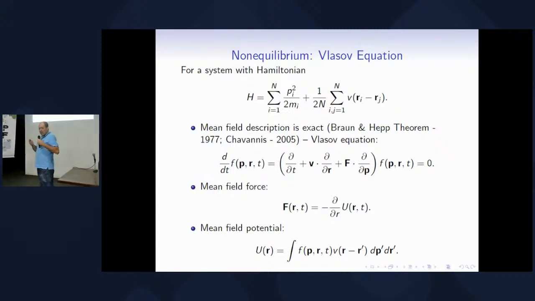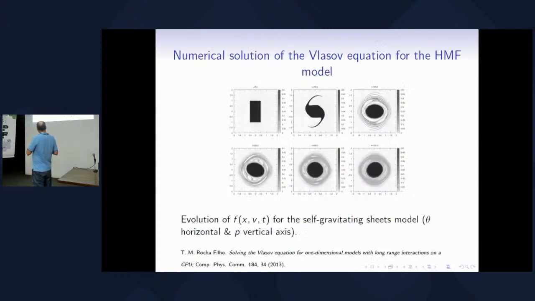We can try to obtain some particular analytical solutions. I've been working on that with my colleague in Marseille, Yves Elskens, but for simple models, of course. But here we can solve it numerically, at least in one dimension. This is for the same model, the Hamiltonian mean field model. This initial condition is what we call a water bag initial condition.